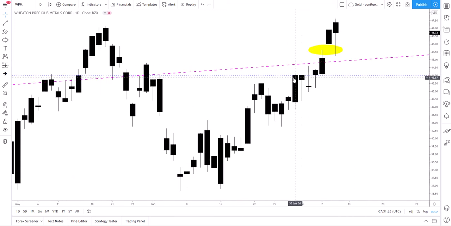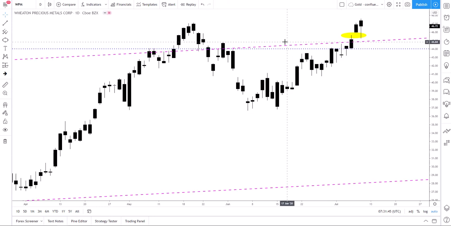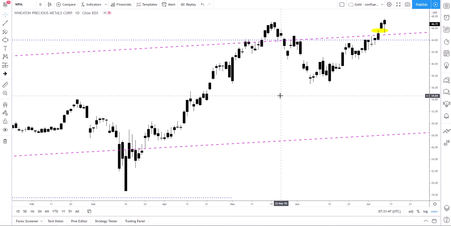So this is a gap. And when we see price doing this, that is an indication of bullish price energy. Price wants to go higher. There's the idea.